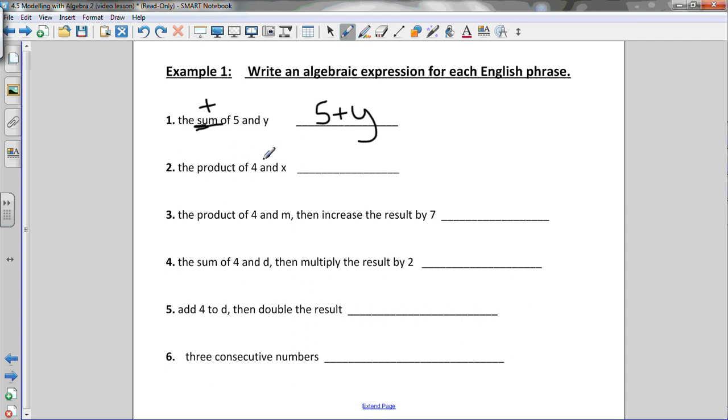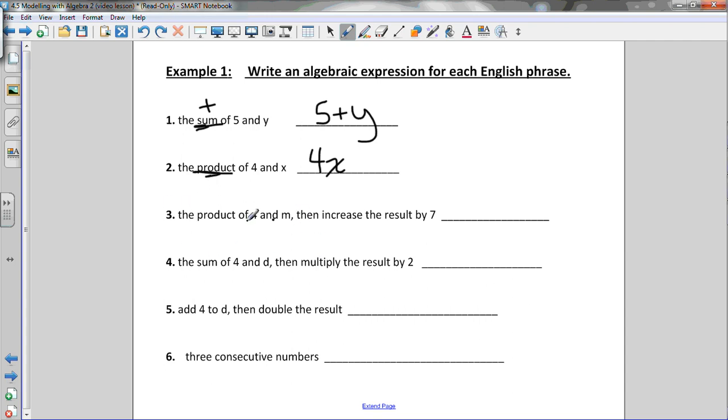Number 2, the product of 4 and x. I know product means multiplication, so I need to multiply 4 and x together. I can just write that as 4x. I don't have to put an operator between them, because if I don't see an operator between a number and a variable, I'm assuming that they're being multiplied together. So 4x means 4 times x.